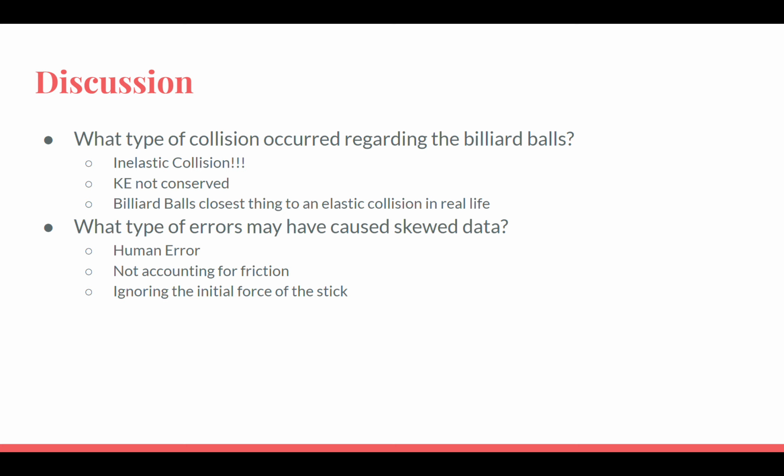What type of errors may have caused the data? Obviously, there's some human error because of placing the point of mass in Tracker. Similarly, I didn't account for friction, which could ultimately lead to kinetic energy being not conserved. And also, like I said, I ignored the force of the stick, which would be the impulse, which probably had a part in this.